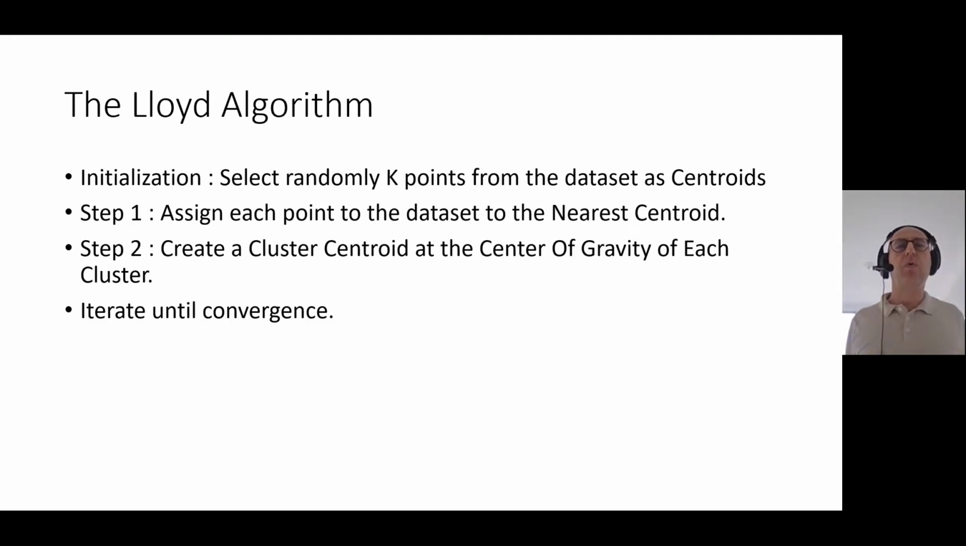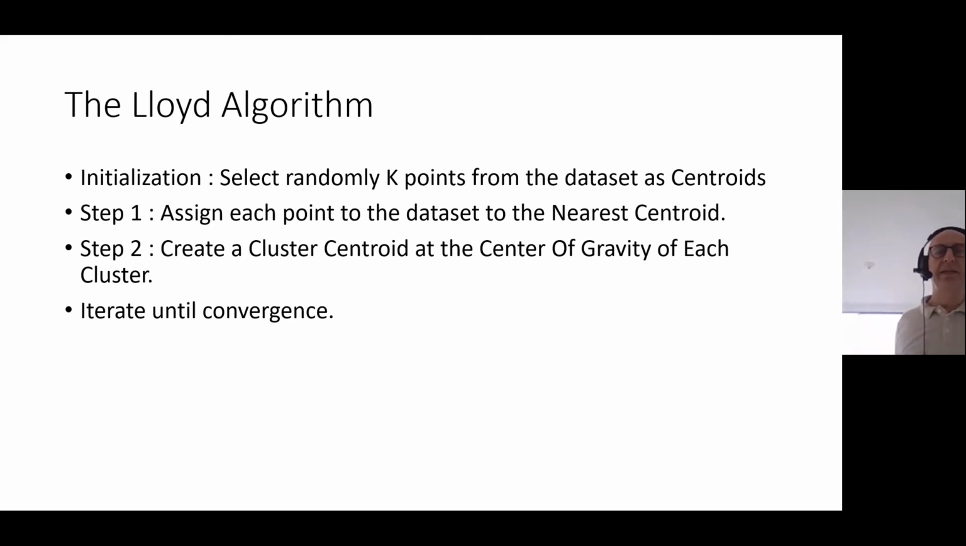And now we are going to report the Lloyd algorithm. We initialize randomly k points from our dataset as centroids. And as step 1, we assign each point in the dataset to the nearest centroid, even if the centroids were randomly selected.